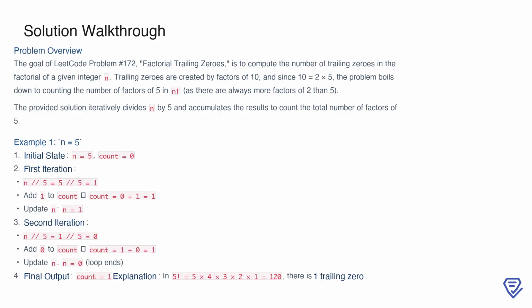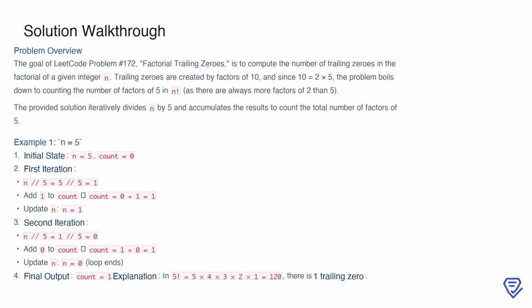The problem is all about finding the number of trailing zeros in the factorial of a given integer n. Trailing zeros happen because of factors of 10, and since 10 is the product of 2 and 5, the key is to count how many factors of 5 are in the factorial. This works because for every factor of 5, there's already a corresponding factor of 2 to pair it with. To solve this, we repeatedly divide n by 5 and add up the results, which gives us the total number of factors of 5 in the range from 1 to n.